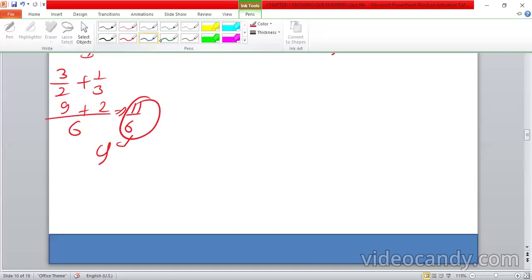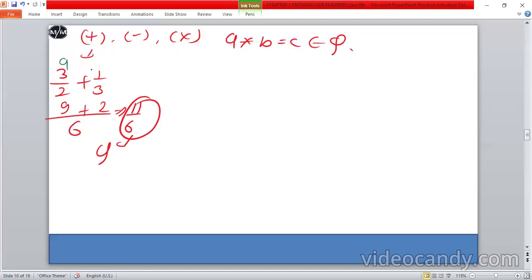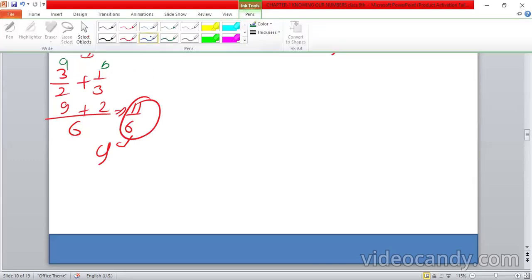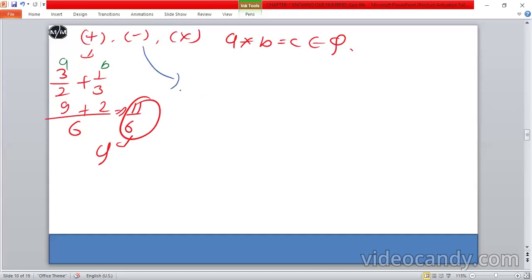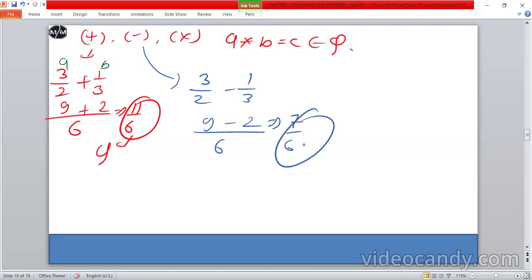And also A and B also are rational numbers. Yes, it is a rational number. Then for the next subtraction, I am taking both the two numbers which I have taken previously in addition, like 3 by 2 minus 1 by 3. LCM is the same. The numbers were also same, but the symbols are changed. It means 9 minus 2, 7 by 6. This is also a rational number.